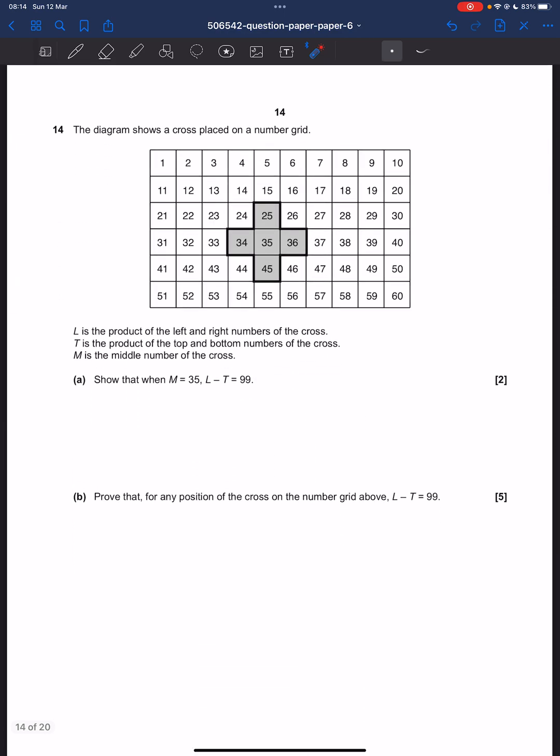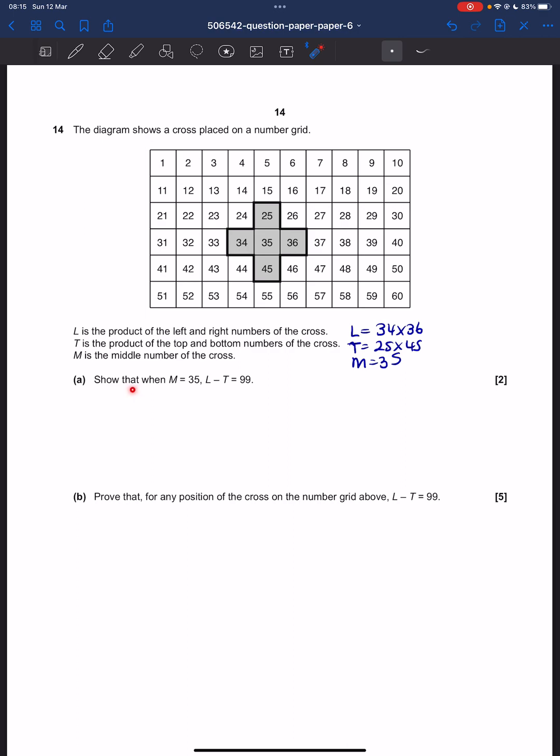Right, number 14. The diagram shows a cross placed on a number grid. L is the product of the left and right numbers of the cross. So that would be 34 and 36 in this case. T is the product of the top and bottom, so that means multiplied together. In our example, L is 34 times 36, T is 25 times 45, and M in our example is 35.